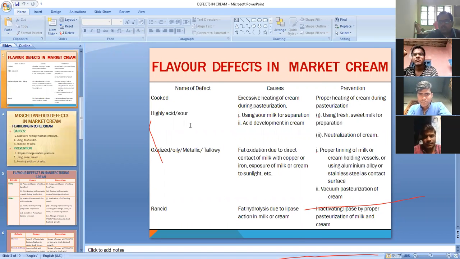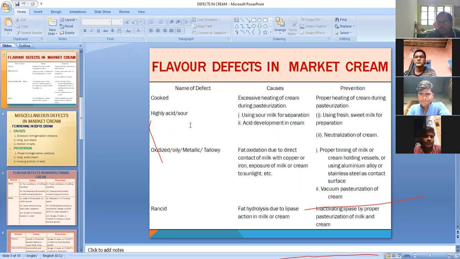Another defect which is very common is high acidic or sour cream. This you can also find in the case of market milk. Suppose milk has developed acidity, then we can get sour milk or acidic milk. So how can we minimize it? It can be minimized by using either fresh or sweet milk for preparation of cream.